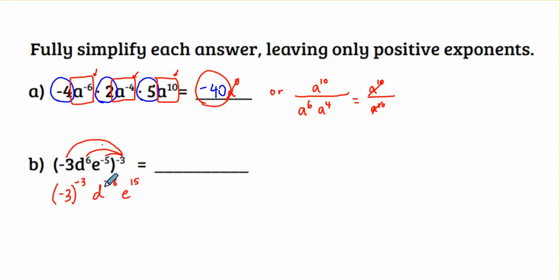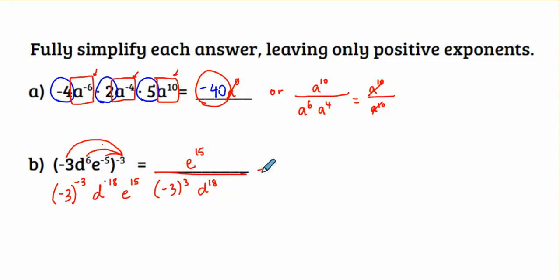Okay, so out of these three things here, one is happy. Who's happy? The e is happy because he's got a positive exponent. So e is going to come up here to the top. Everything that has a negative exponent is going to want to move. We need to move it to the bottom. So the d to the 18th on the bottom looks like that. No problem there. This becomes -3 to the 3rd power, because once we move it, it's now happy.